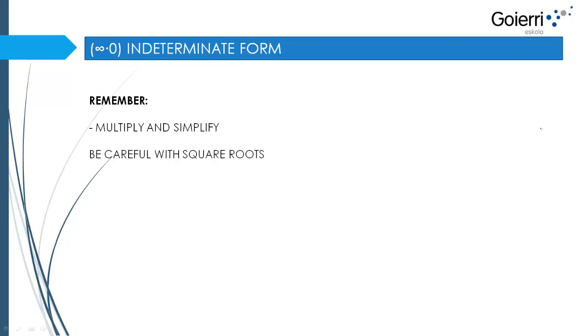So remember, when you have this kind of indeterminate form, infinity times 0, you have to multiply and simplify. And be careful if you have square roots.